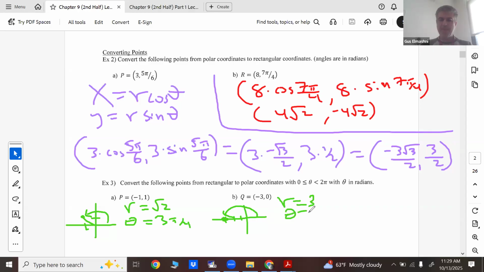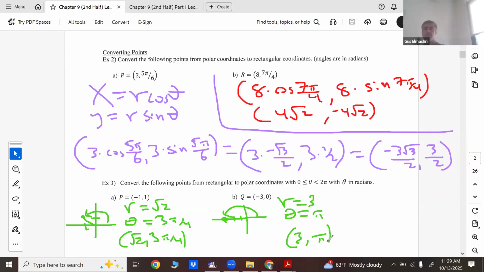So I thought you could just think about it. If you wanted to, you could say tan theta equals 0 over -3. If you want, you could do that. I'll just visualize it, because if you do the inverse tan of that, it's going to give you an answer between negative pi over 2 and pi over 2. So I'll just look at it. So that's √2, 3 pi over 4. That's 3, pi.